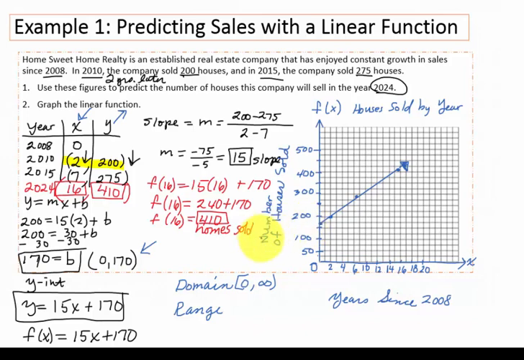The range is going to be the output. The range dealt with the number of houses sold. So the lowest number of houses sold is reflected with our y-intercept value. So that was 170. So we use a bracket to include that 170. And then as we go along our line, we can see the numbers go higher and higher to the arrow. So that is also to infinity.